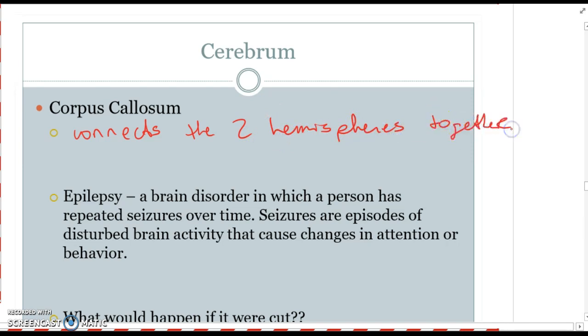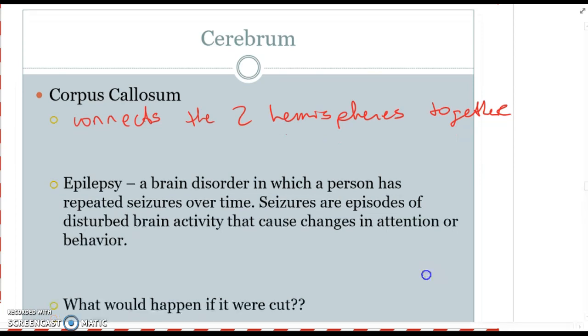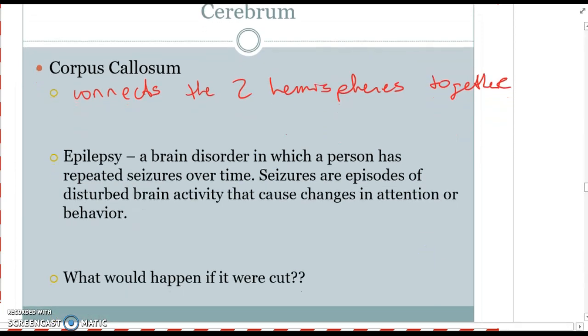So the right brain and left brain, what's actually connecting the two of those is a fiber called the corpus callosum. And you may have heard of epilepsy. That's a brain disorder where a person has uncontrollable seizures over time, and that disturbs brain activity. Especially when they're younger, it can delay development, and it can change their attention, especially if there's all kinds of different seizures.